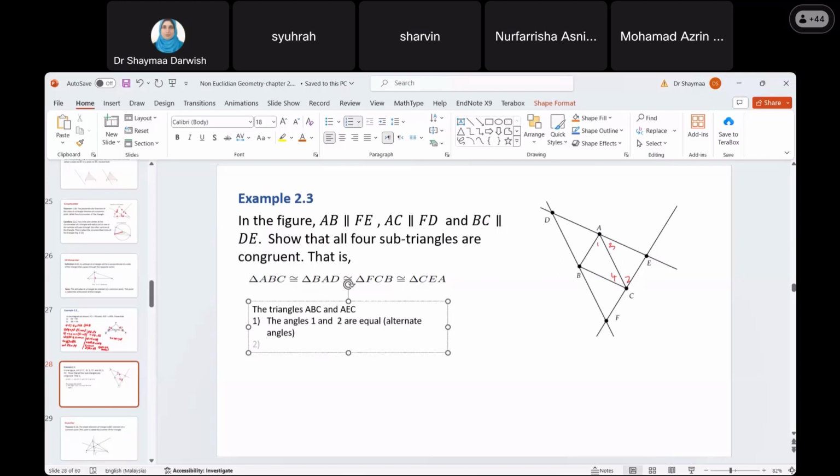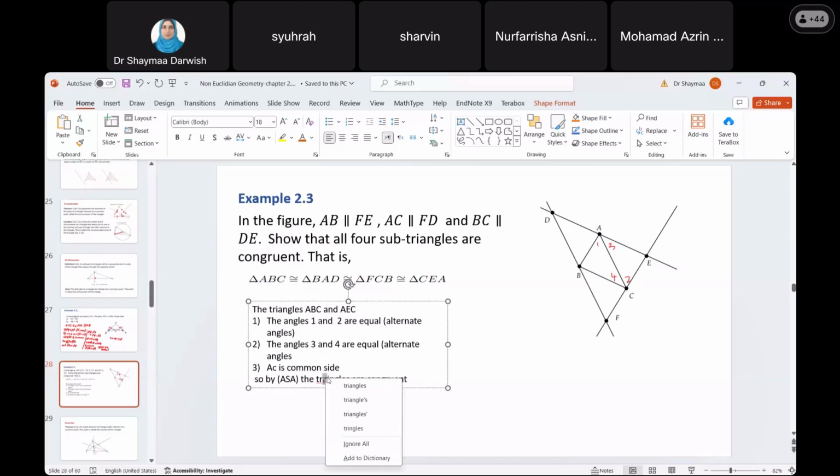Also, we have that the angles 3 and 4 are equal, also alternate angles. And AC is a common side. So from this, the two triangles are congruent by ASA. The two triangles are congruent.